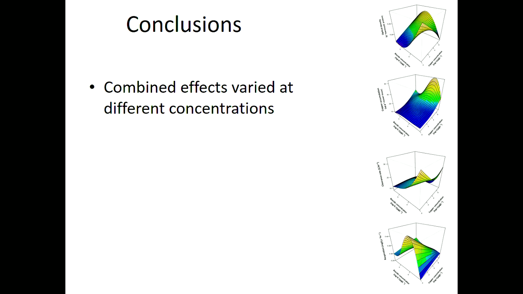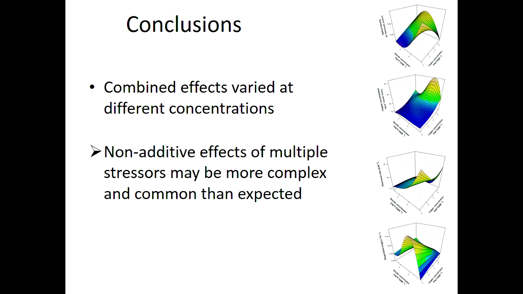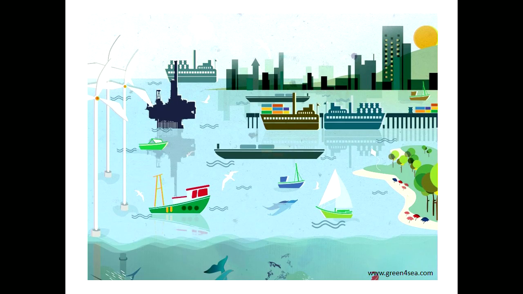We also found that combined effects of stresses varied at different concentrations, which means that looking forward, these kinds of interactive non-additive effects of multiple stresses may be more complex and more common than we would have expected based on simple binary designs. They're more often cropping up than would have been revealed by those binary designs. So I would say that work of this kind is needed to help improve that level of understanding if we are to manage the wide range of human activities in a given area, to look for optimal combinations to support conservation objectives and the provision of services and benefits to society.